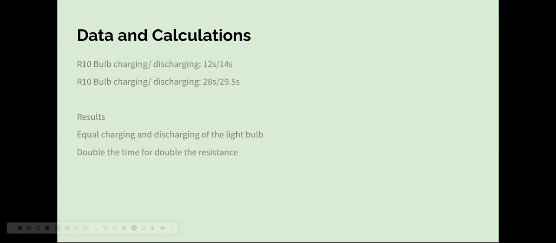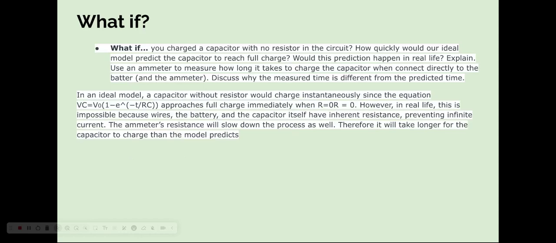So for the data and calculations, for the R10, and that should say R20, sorry about that, the bulb charging and discharging was 12 seconds and 14 seconds, and 28 seconds and 29.5 seconds. Right off the bat, we got pretty equal charging and discharging of the light bulb, so that's pretty good. This means that double the resistance gives double the time of the charging.